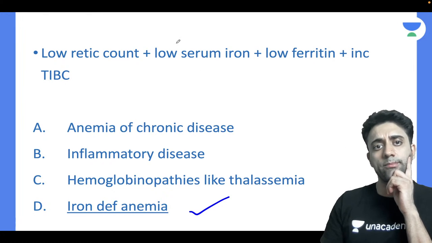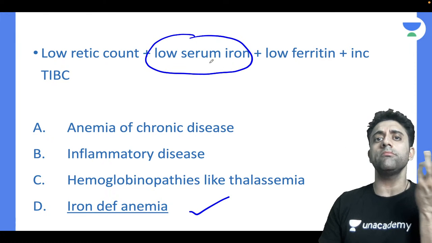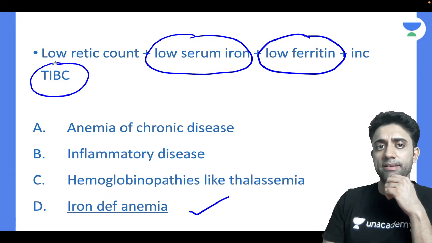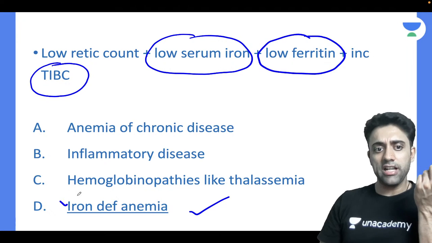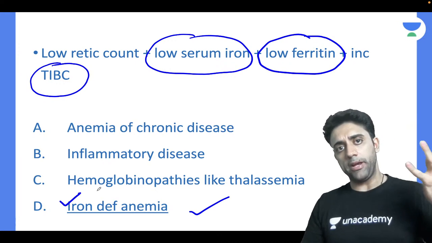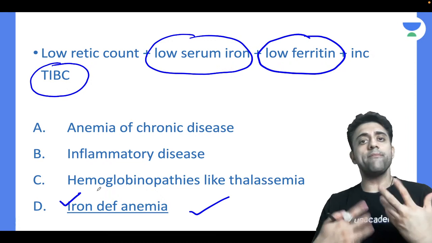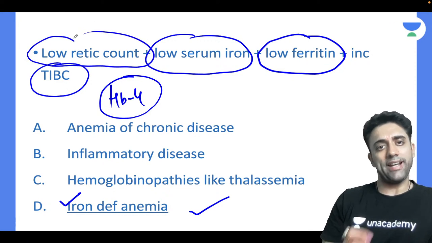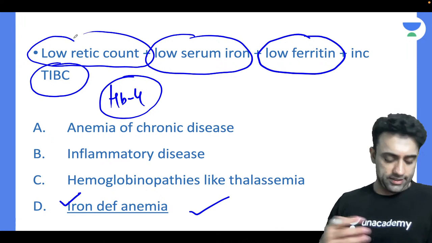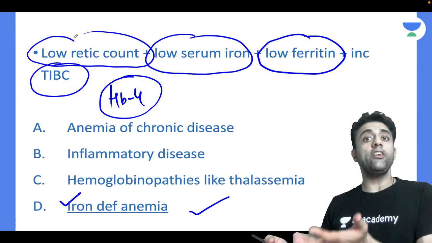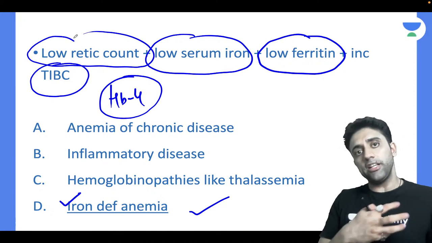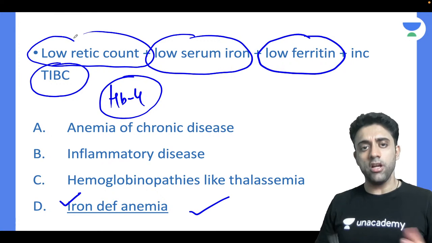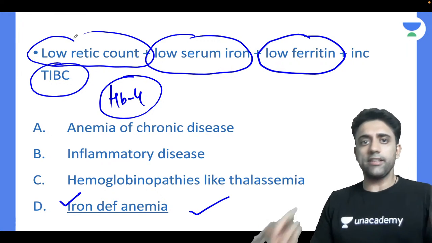What happens to the serum iron in iron deficiency anemia? Low. What happens to serum ferritin? Low. And compensatory, what happens to TIBC? Increased, yes or no? In iron deficiency anemia, maybe I don't have much iron in my body, my hemoglobin is only 4. If my hemoglobin is 4, my retic count also will be very low. Are you understanding? If I've been bleeding too much, my retic will increase. If I have nothing to produce, I am having bone marrow failure, pure red cell aplasia, aplastic anemia, then the retic count will be very low.